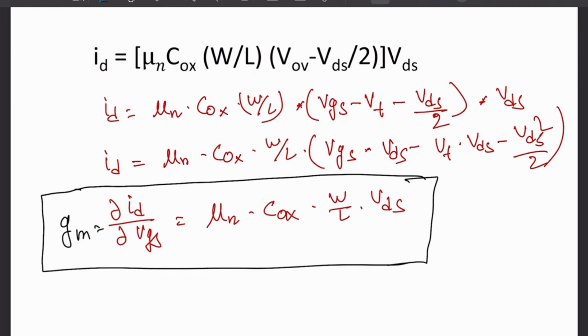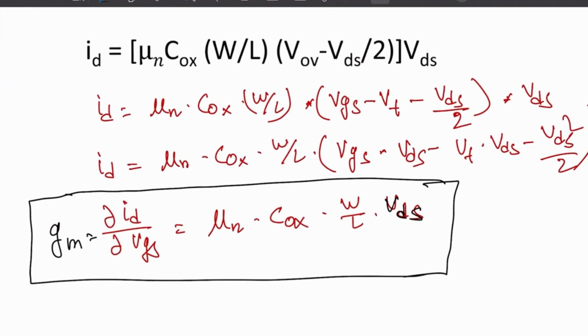And you can see here, the transconductance depends upon what? It depends upon VDS. It does not depend upon the input voltage. Okay. So this depends upon the output, this depends upon the VDS, not the input voltage, the gate to source voltage. Okay, so that's all from this video.